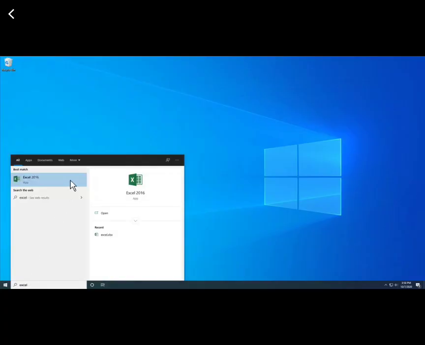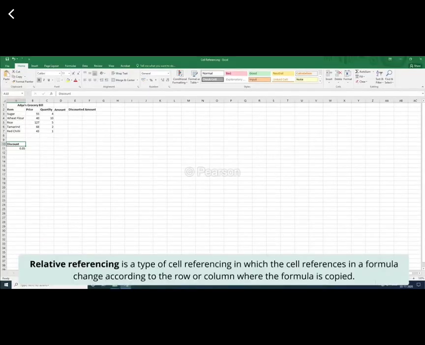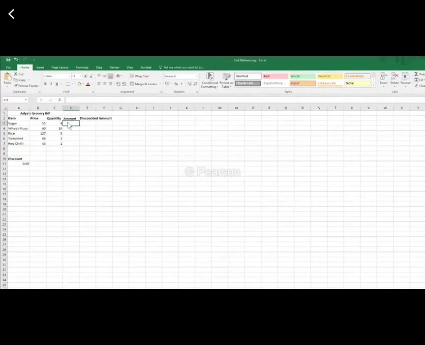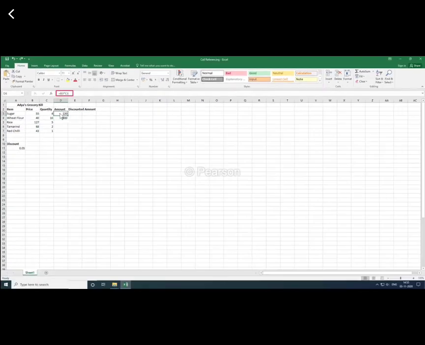Let's first launch the Excel application and open the document that we are going to work on. When the cell references in a formula change according to the row or column where the formula is copied, the cell referencing is called relative referencing. Suppose we are performing some calculation on data in different columns in a table, then cell references will change for each column. The formula would be the same, but its cell references would change. Let's understand this with an example.